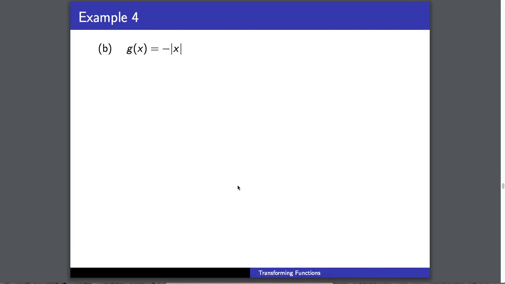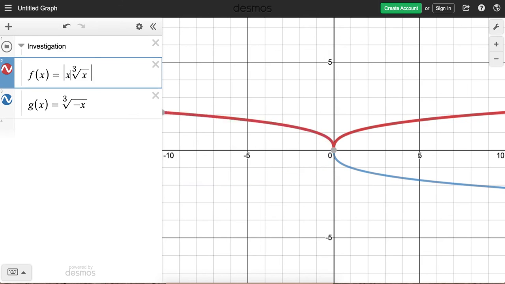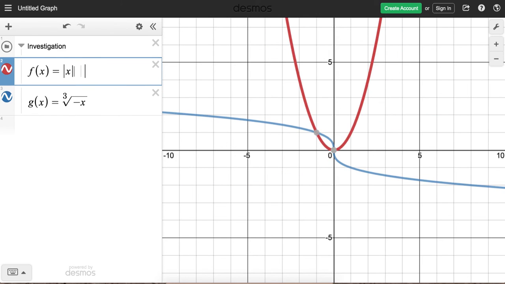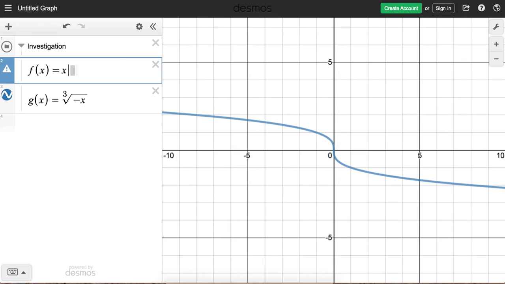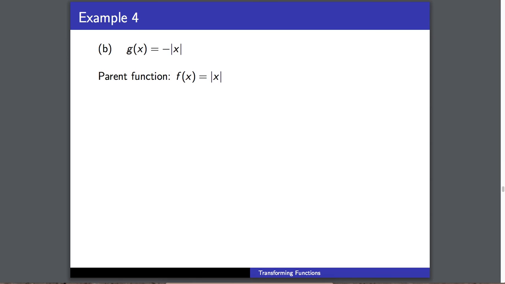All right, part B, we have negative absolute value of x. So our parent function is absolute value of x. And we're going to make g of x the absolute value of x, but we're going to put the negative outside the function, which, as we can see, reflects it over the x-axis.